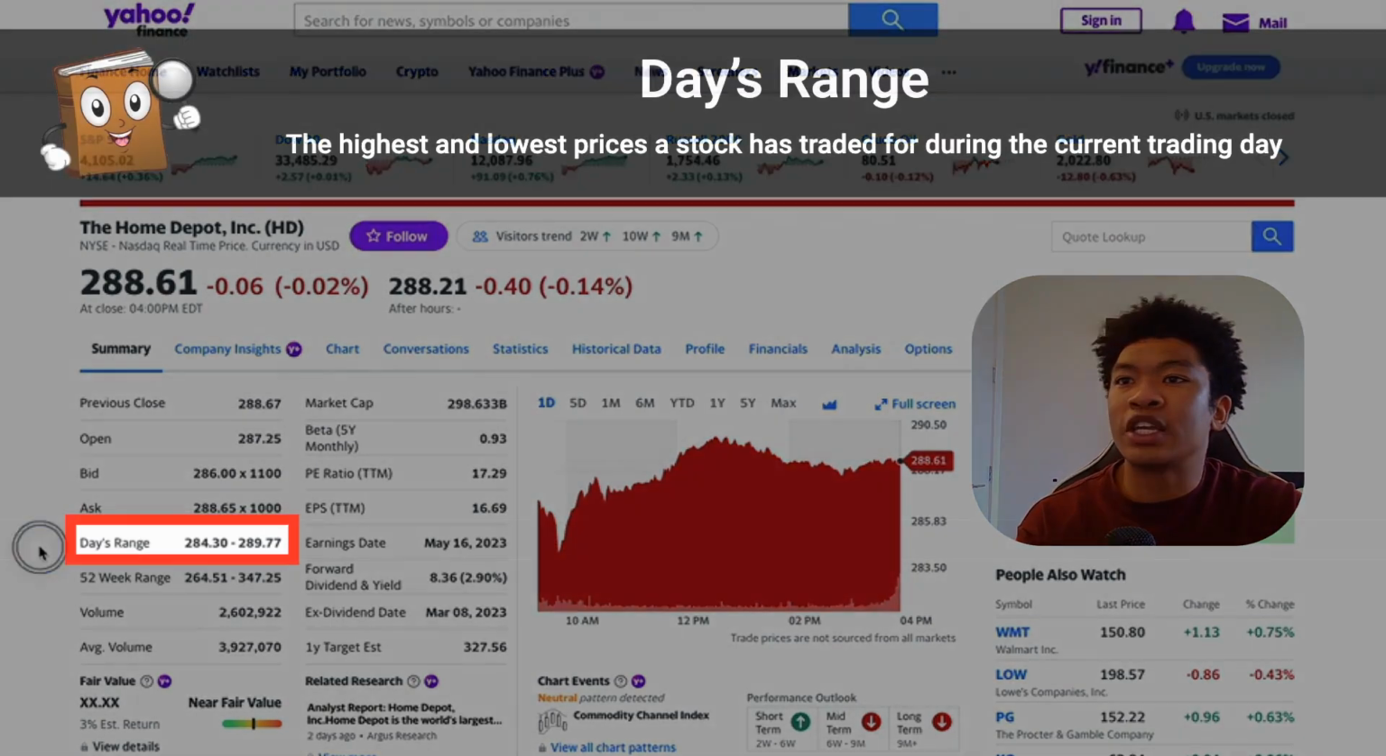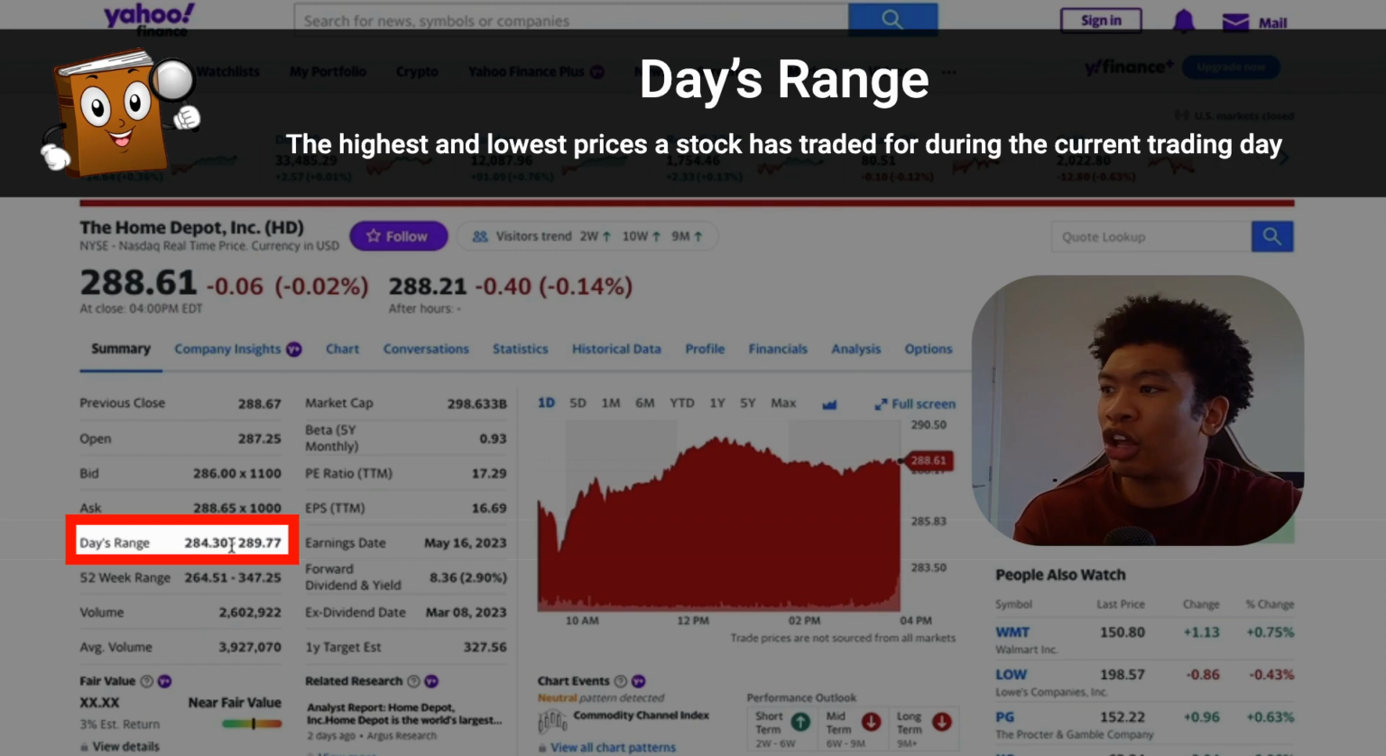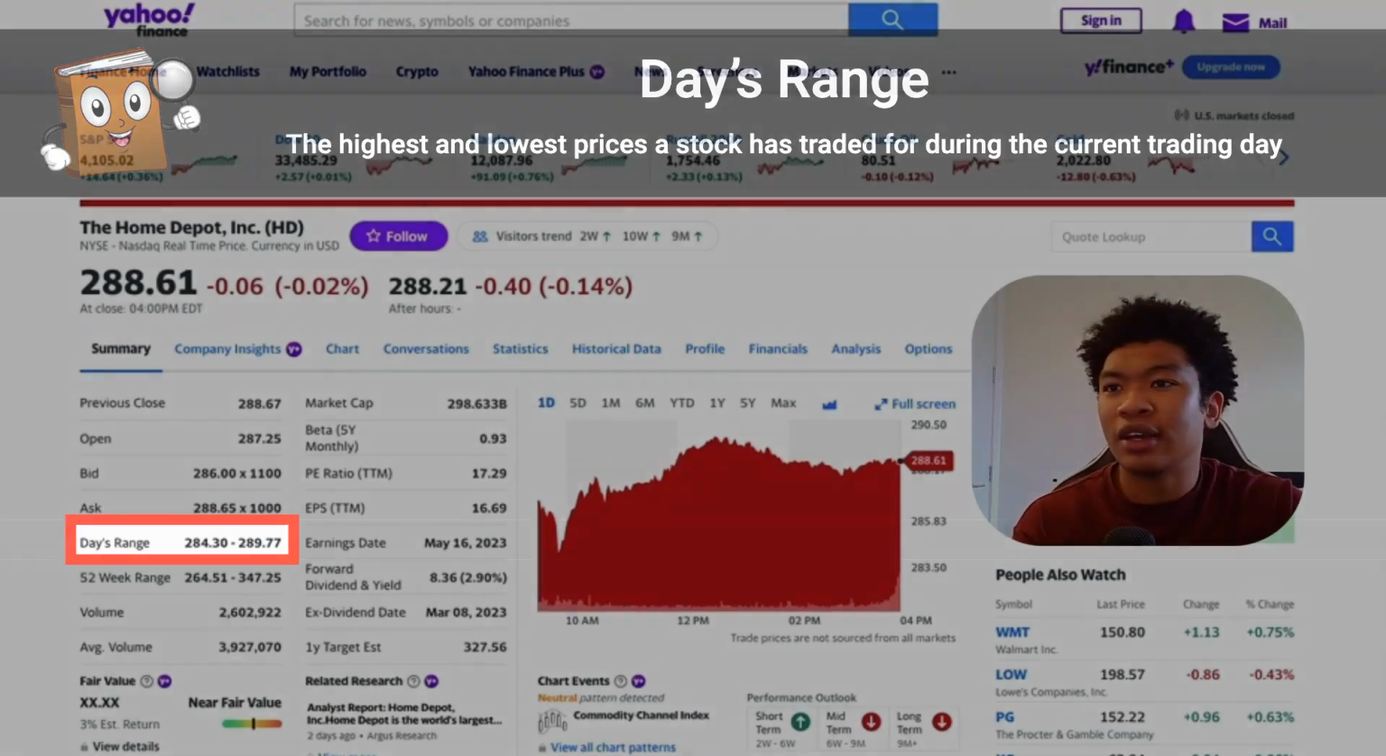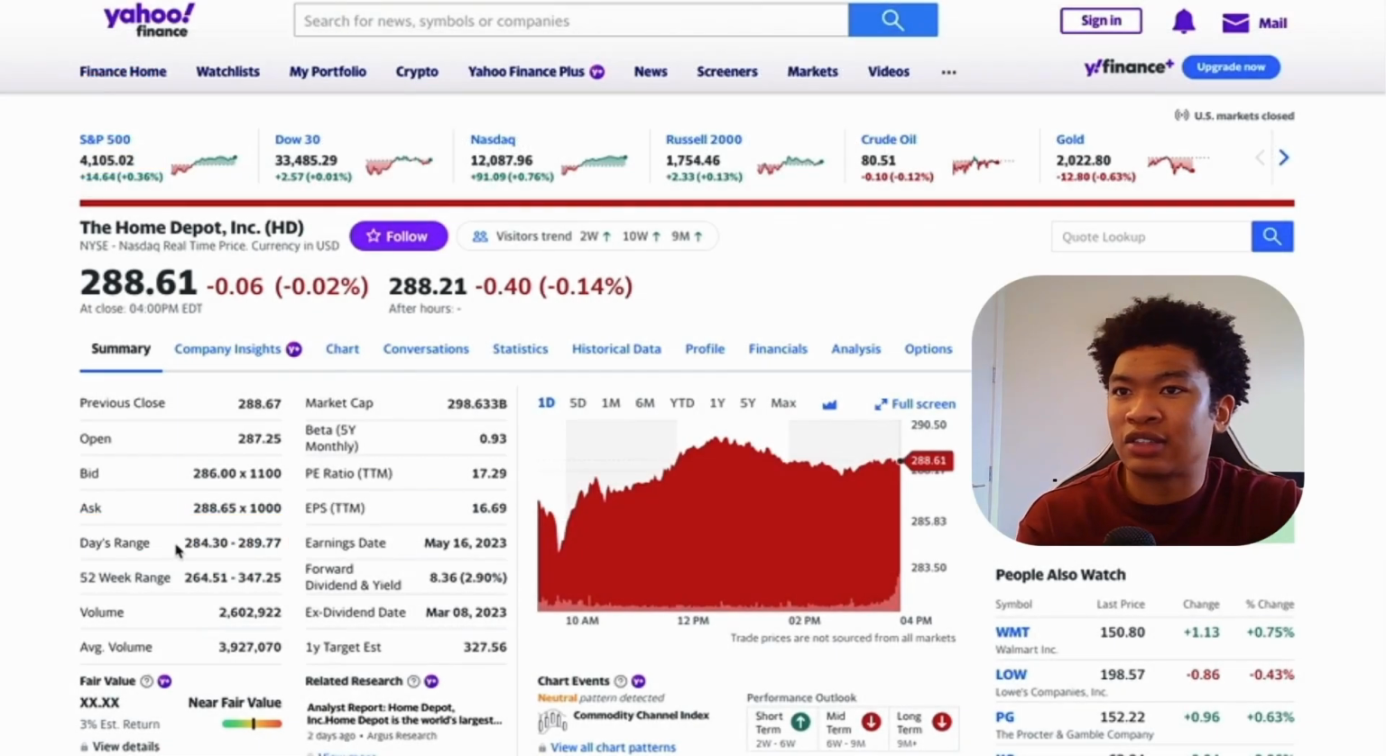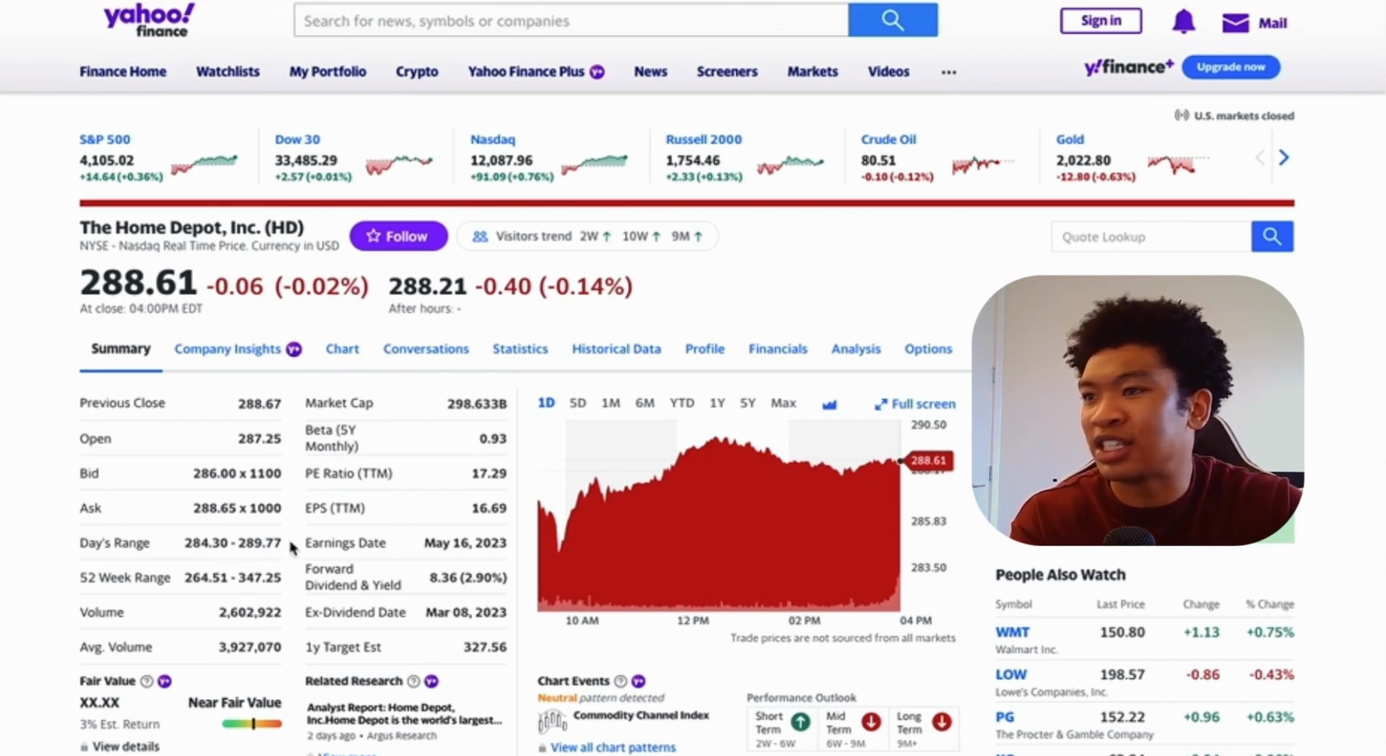So next up, we have the day's range, and this is the low and the high point for the stock price for the most recent trading day. Looking at this, we can see that today, while the stock market was open, the stock fluctuated between a low of $284.30 and a high of $289.77. And this can be useful because it can give us a sense of how people have felt about the stock today. If there's a wider range than usual, then it could mean that something happened that impacted the company today. And you should probably check either the charts or the news to see if anything did happen.